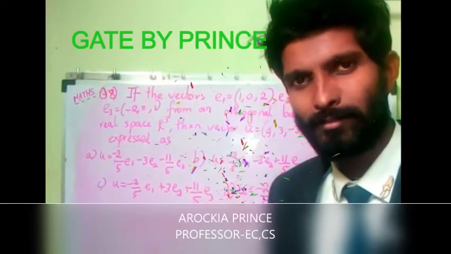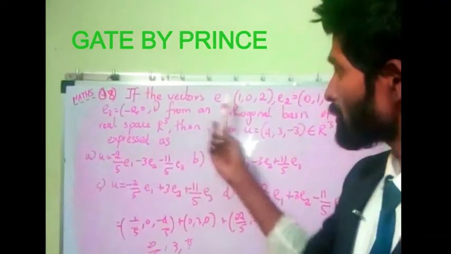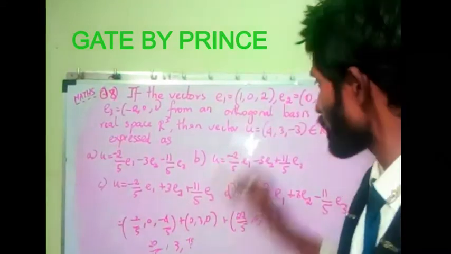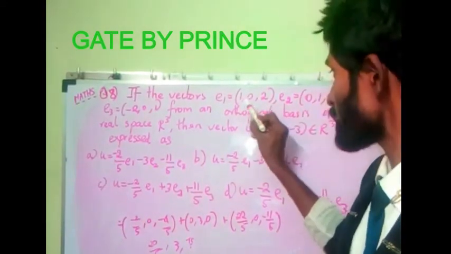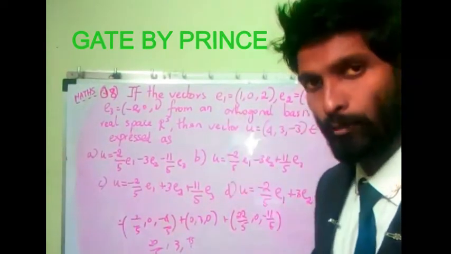Welcome back, everybody. We are just back with question number 8. I just read out the question. The vectors e1, e2, e3 are given in 3 dimensions. 3 dimensions means that if inside the bracket we have 3 elements, we cover 3 dimensions. If inside the bracket you have 2 elements, we cover 2 dimensions.